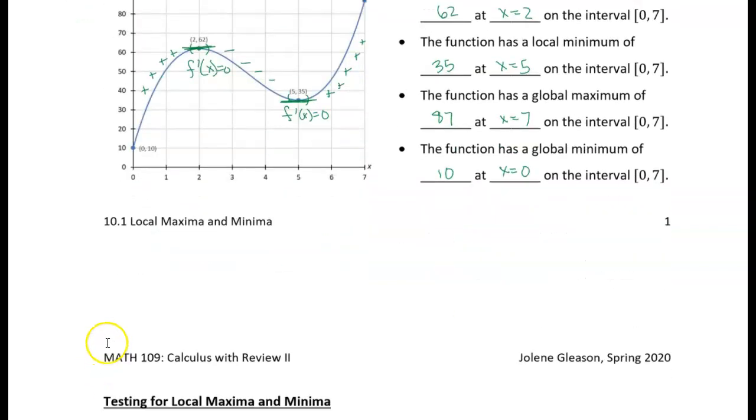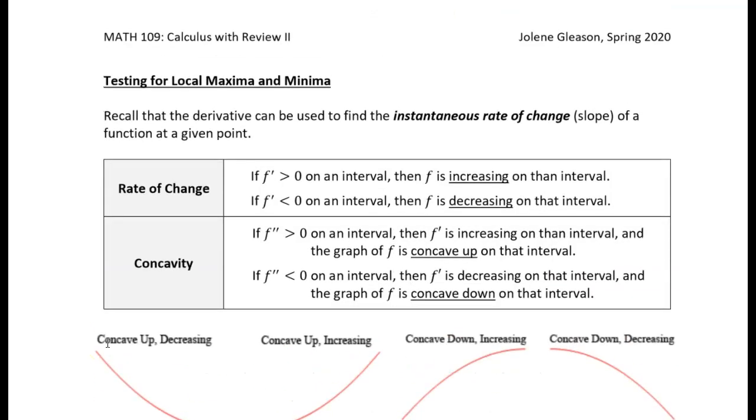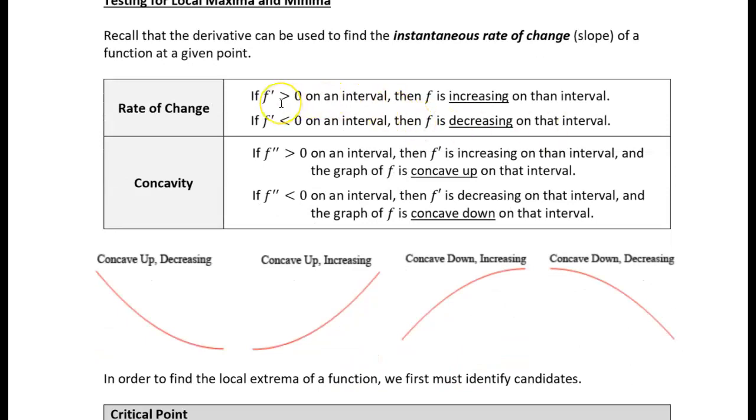So let's take a look at this next thing. Okay, so recall what I just said is that the derivative is the instantaneous rate of change or the slope of a function. If the derivative is positive on an interval, then the function is increasing. If the derivative is negative on an interval, then the function is decreasing. Okay, this is all review.